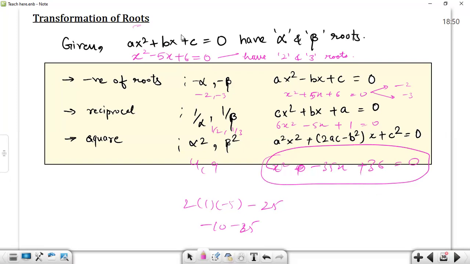Okay. Yes, sir. Am I making any mistake here? Because its roots are not 4 and 9. It should be 13 here. I'll check. What is the mistake?